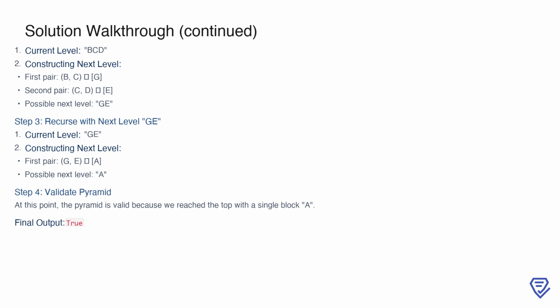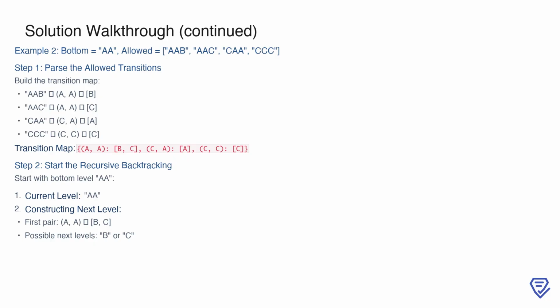Here, the first and only pair, G, E, maps to A, and this results in a new level A. Since this level consists of a single block, the pyramid is valid. Therefore, the output for this example is true. In the second example, the bottom level is AA, and the allowed triplets are AAB, AAC, CAA, and CCC.